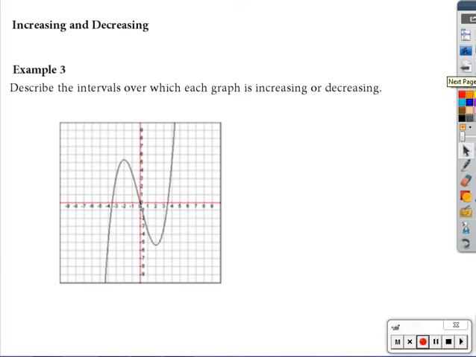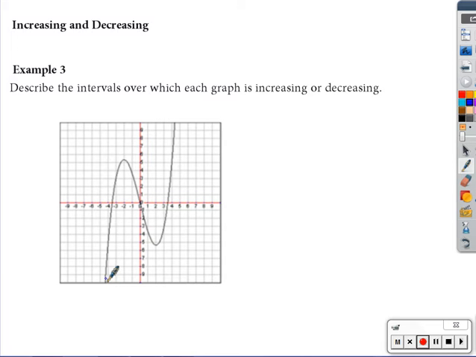Let's talk about increasing and decreasing. Okay, definition: the function is increasing when its slope is positive, it's decreasing when the slope is negative. Now keep in mind these are curved lines, therefore they don't have any consistent slope, right? But we're looking at their average rate of change. Technically speaking, in calculus, you'll be talking about the slope of the derivative at a particular point.